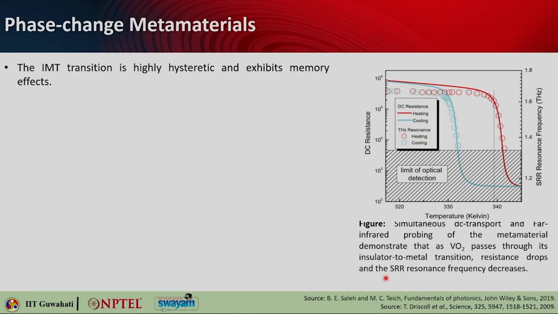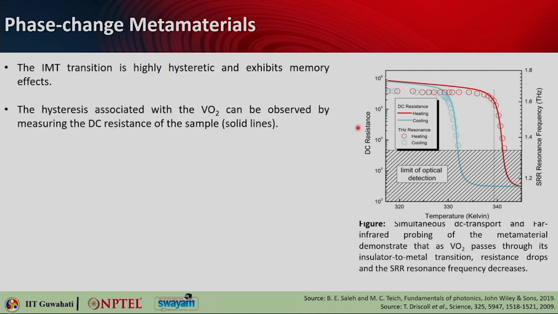So, this insulator to metal transition that happens in VO2 is highly hysteretic and exhibits memory effects. So, you can see here that this is the temperature scale and this is the DC resistance scale. So, this shows the simultaneous DC transport and far infrared probing.